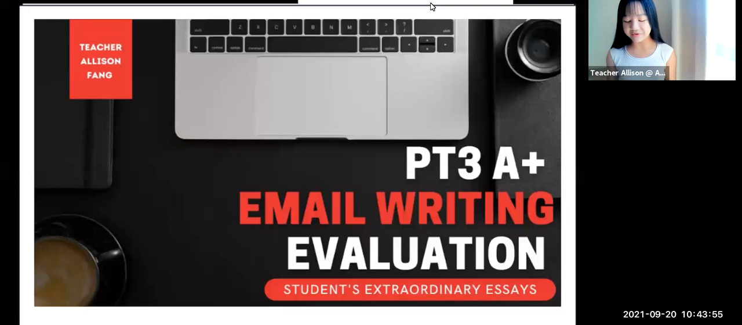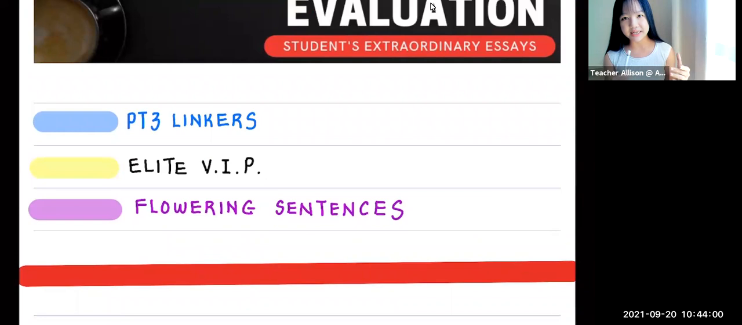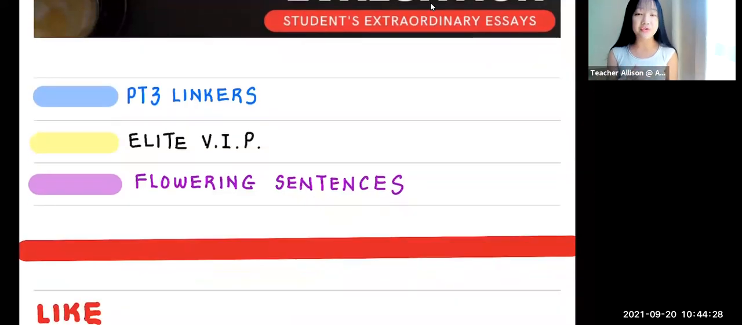Before we get started, we will be having a few color codings. The blue color will be some linkers, and today's video is a Form 3 oriented PT3 English syllabus, so the blue colors will be the PT3 linkers. The yellow color, as usual, will be our vocabulary, idioms and phrases, which is very important in every writing. You don't need a lot of bombastic words, but you have to go for quality over quantity. Sometimes if the meaning itself is very suitable for the essay, feel free to use it. And also some flowering sentences.